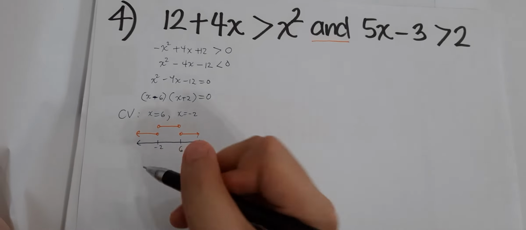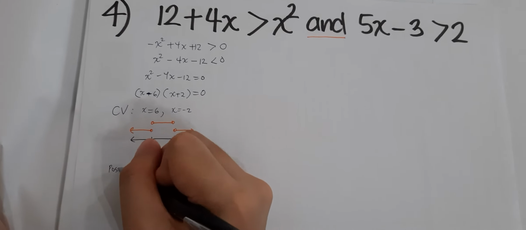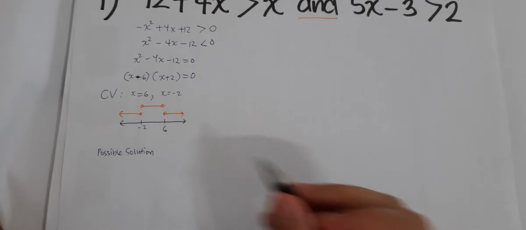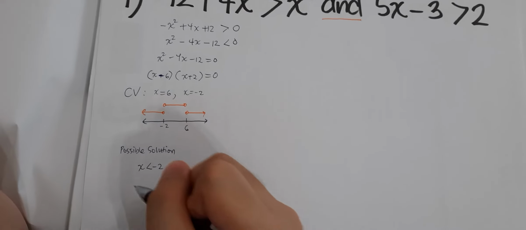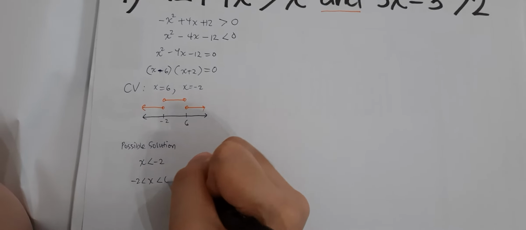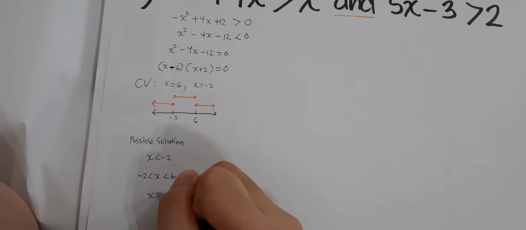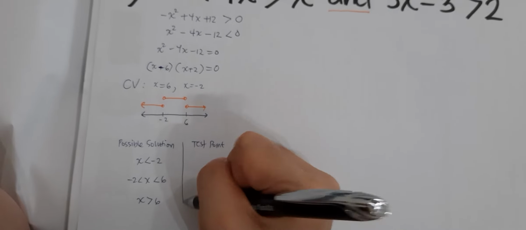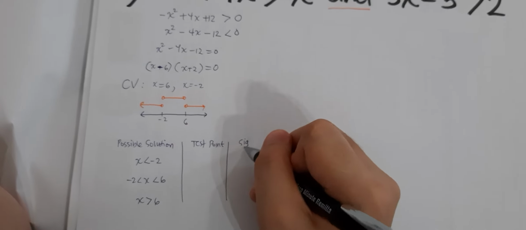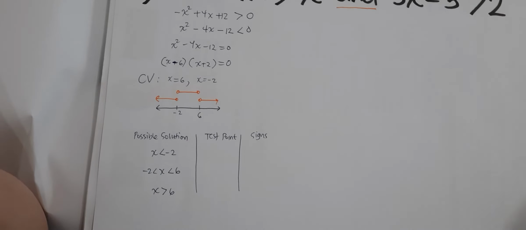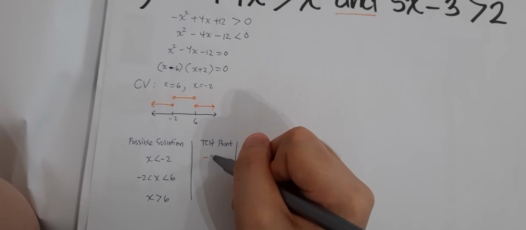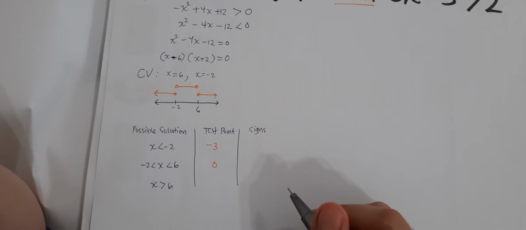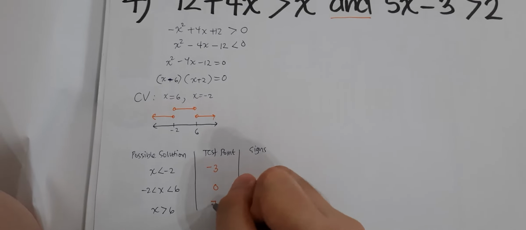So I will continue. So possible solution: x less than -2, -2 to 6, or x greater than 6. Then test point, and then my signs. Okay, for less than -2, maybe I will use -3. -2 to 6, 0 is part of the solution. Greater than 6 is 7.